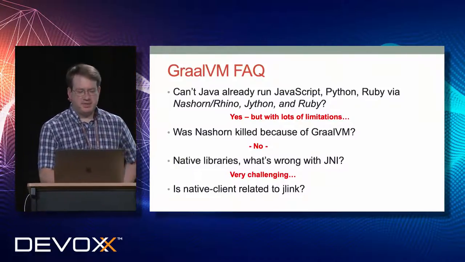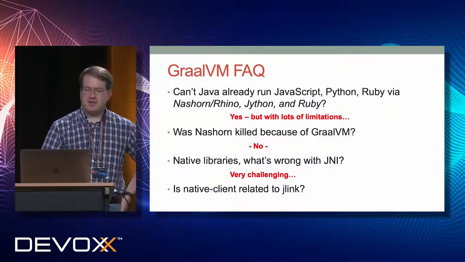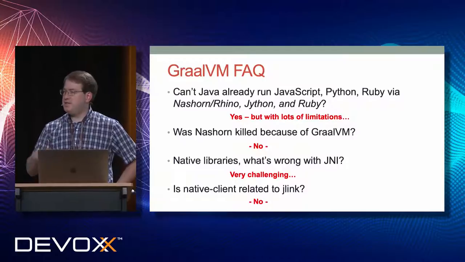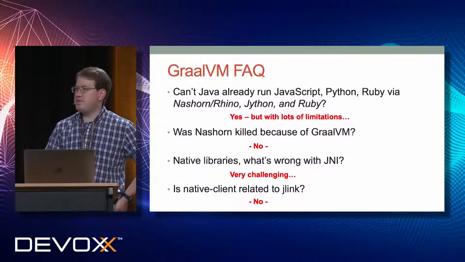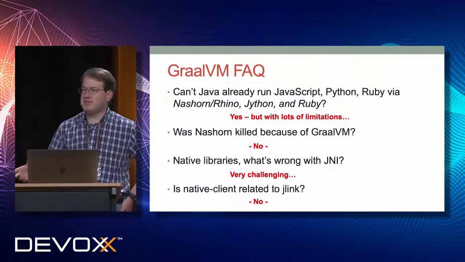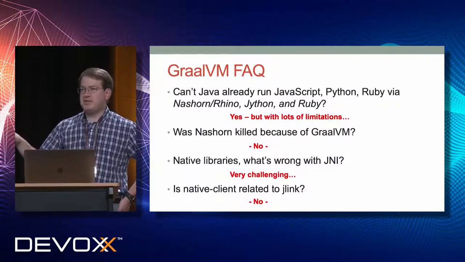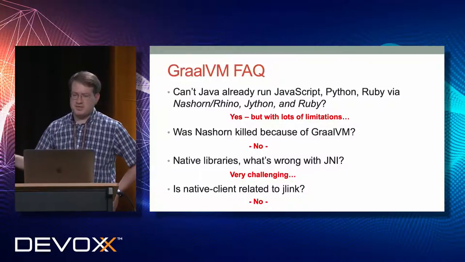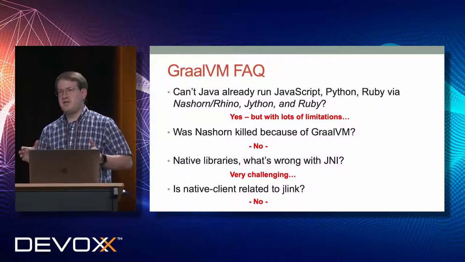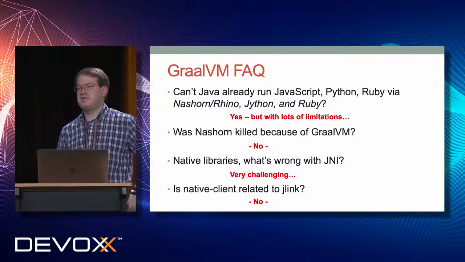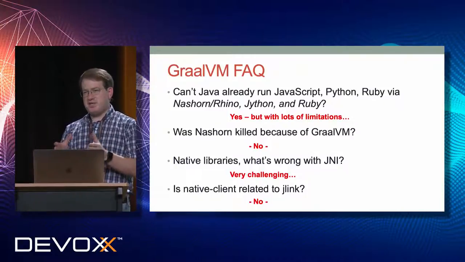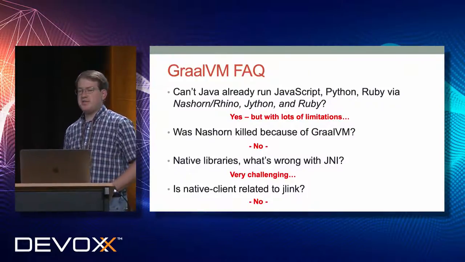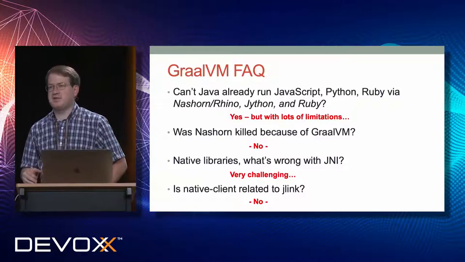Is the native image capability in GraalVM related to JLink? The answer is no. And the nice thing about the native image support in GraalVM is that it doesn't require you to modularize your applications, right? In order to use JLink, all of your dependencies have to be modularized as Java 9 modules. And then JLink produces a JDK with your application and just the libraries that you use. It doesn't produce a nice single file executable for you to use. So the barrier to using JLink is much higher than it is for using native image.